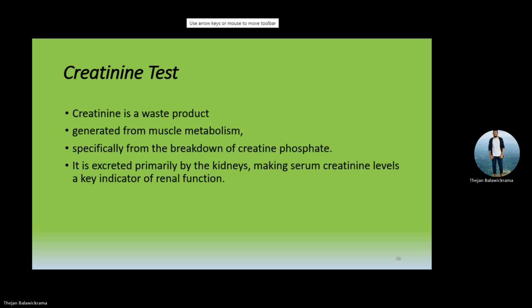Right. Next test. Creatinine test. Creatinine. What is creatinine? Well, that is also another waste product. Creatinine is produced in our metabolism. That is actually generated in muscle metabolism. Right? Basically, creatine phosphate is broken down to form creatinine. As usual, this is also excreted by the kidneys.